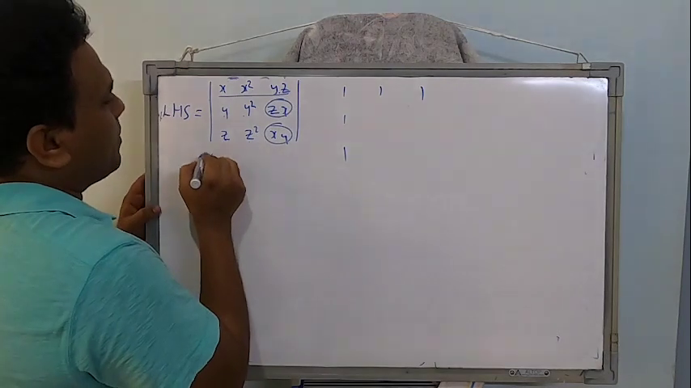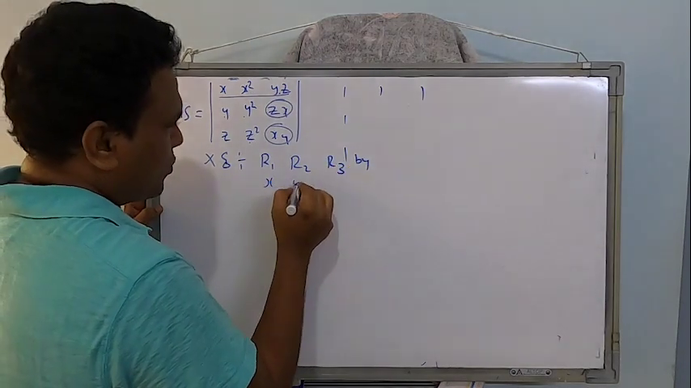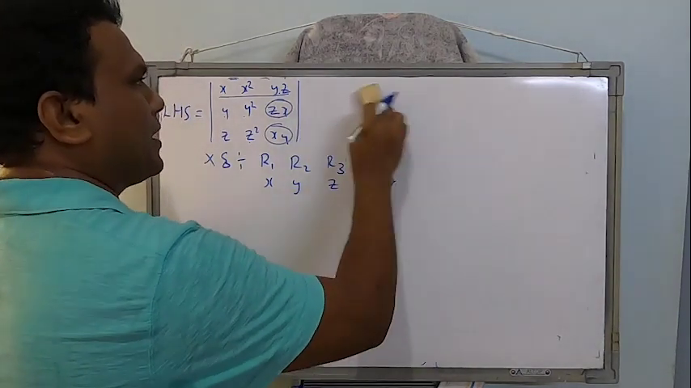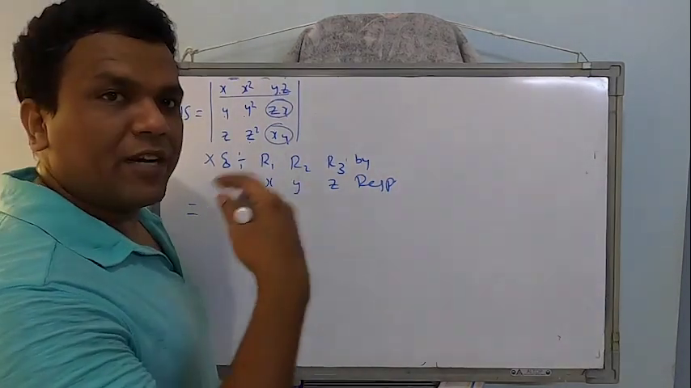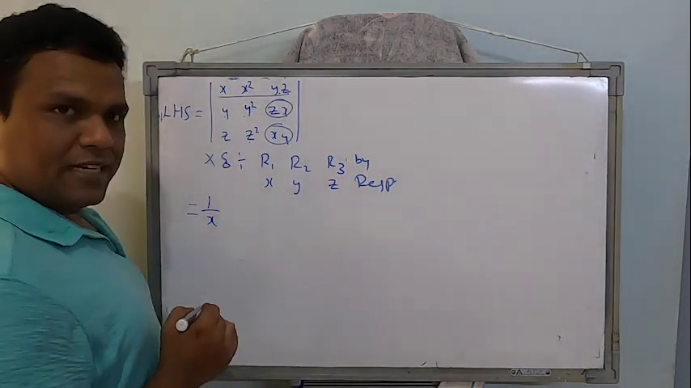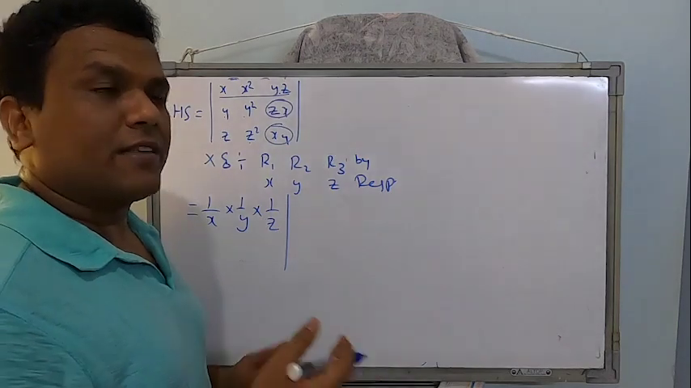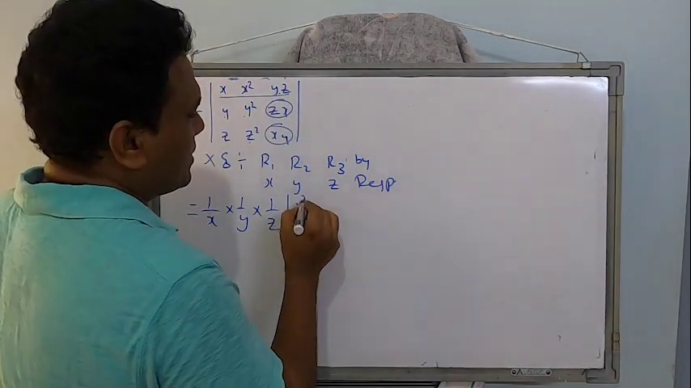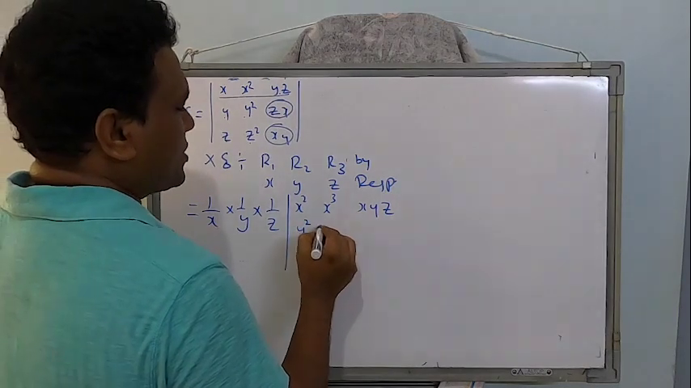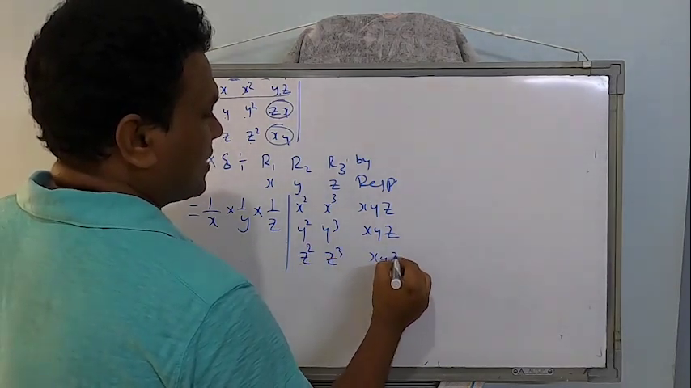How to introduce the missing element? Multiply and divide R1, R2, R3 by x, y, z respectively. That's a procedure. The missing elements will be introduced. Clear? Now, division I will not show inside. Each element of R1 has to be divided by x, right? So the division I will write outside, of the first row, of the second row, of the third row. Only multiplication I will show inside. Multiply each element by x. So this becomes x square, this becomes x cube, this becomes xyz. Correct? Now the next one, here it's going to be y square, y cube, xyz. Next, z square, z cube, xyz.